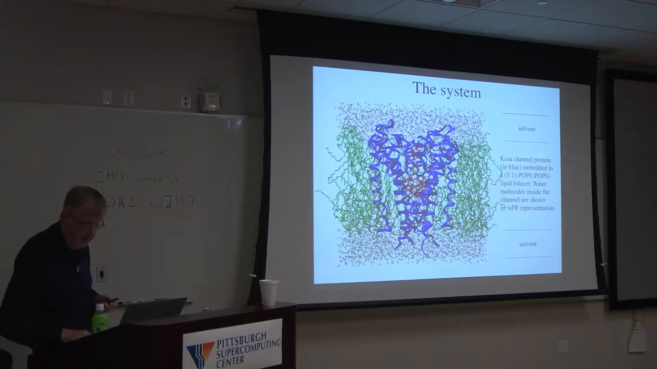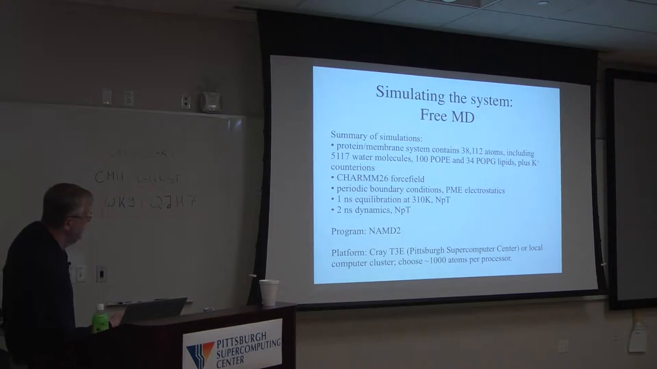We have now, in this case, 38,000 atoms, 5,000 water molecules, 100 POPE lipids, 34 POPG lipids, and some potassium ions. We used force field parameters from the CHARMM force field 26. So there are several force fields. Usually you want to take the latest one. I'm sure today we are already at like 37 or something. So this was an older force field. We computed at 300 Kelvin. We had an NPT ensemble at ambient pressure, 1 atmosphere. We computed here in Pittsburgh.